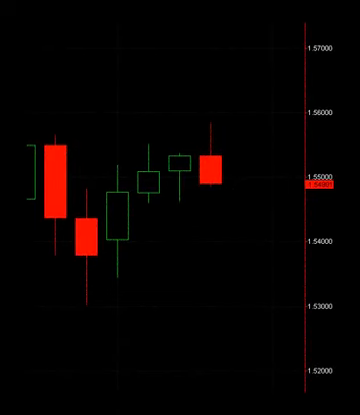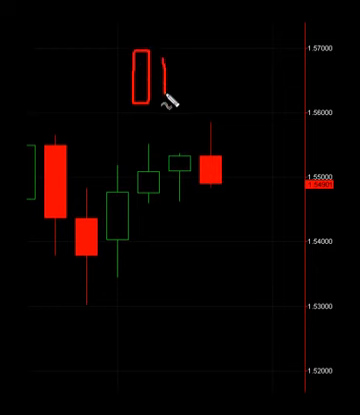The simplest way to define a Fakey is an inside bar breakout that fails. Now an inside bar looks like this. We have an outside bar, we then have a bar that is within the high and the low of the outside bar. So that's the inside bar. The breakout would be a move to the downside or to the upside of this bar. So breakout either way is what we'd be trading.